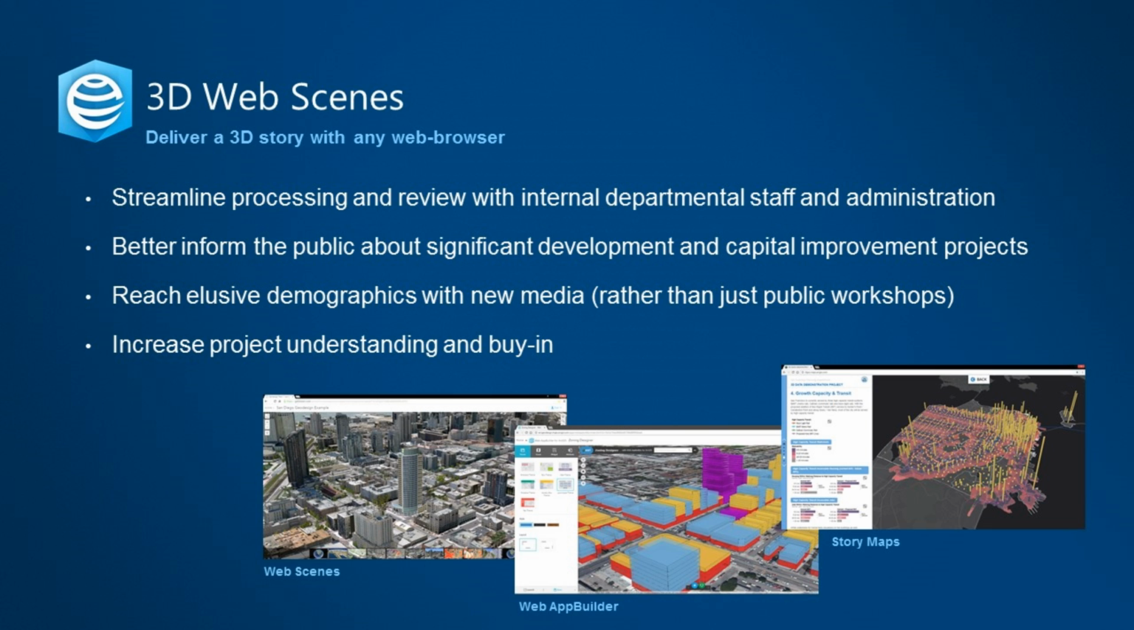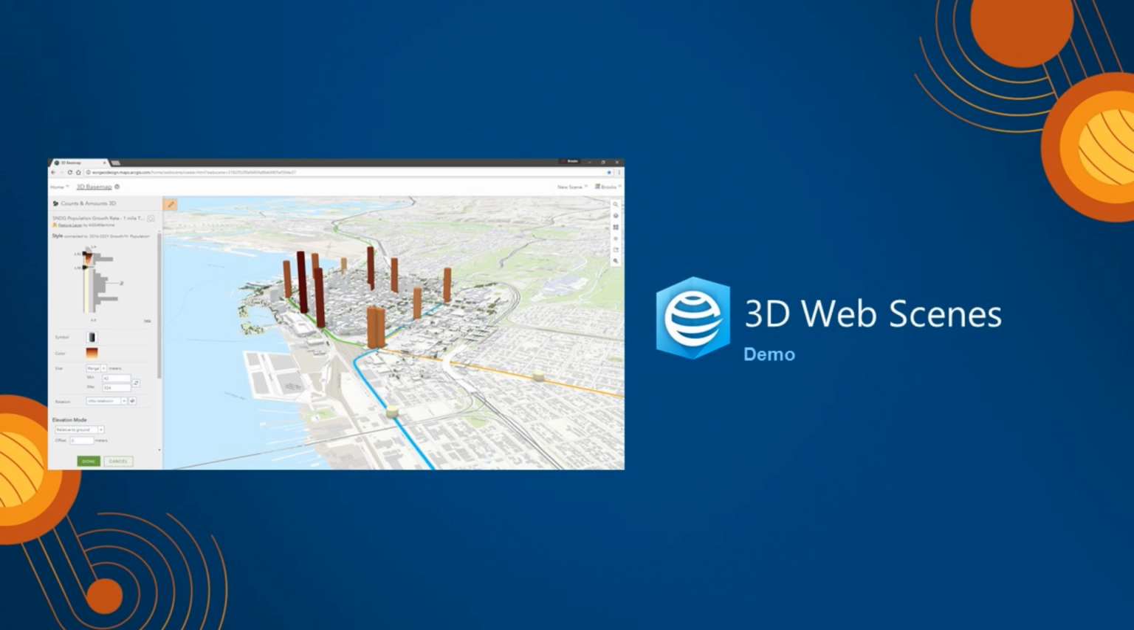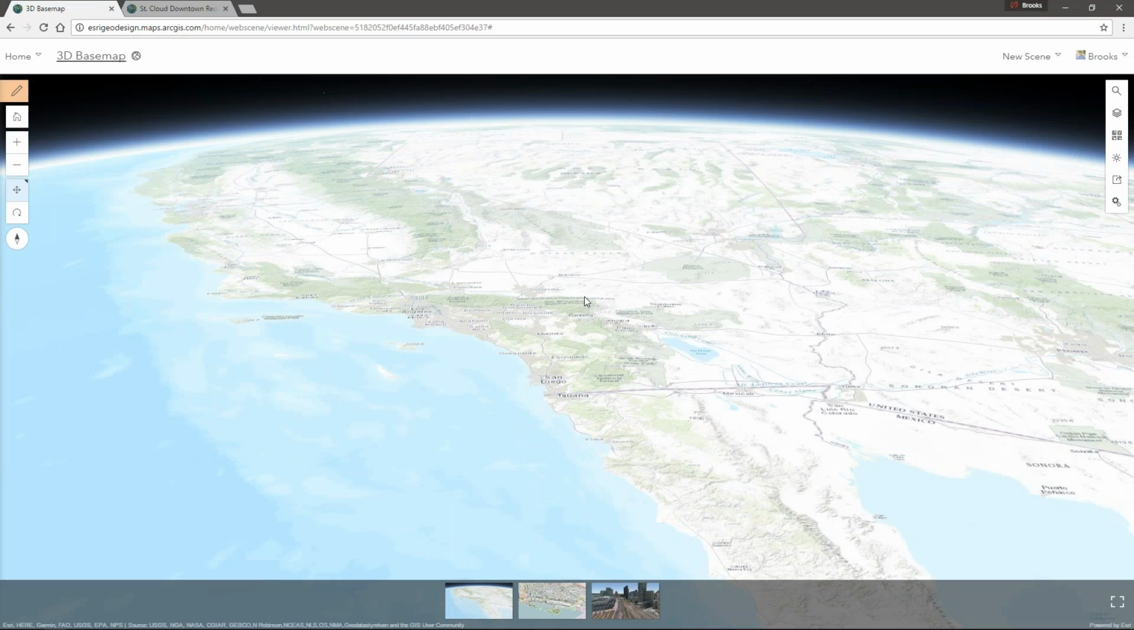Being able to create a web scene and email out a simple link to one of these very immersive scenes is powerful. So for this, I'm going to transition to the web browser here and give you an idea of what this looks like. So web scenes are similar to web maps.